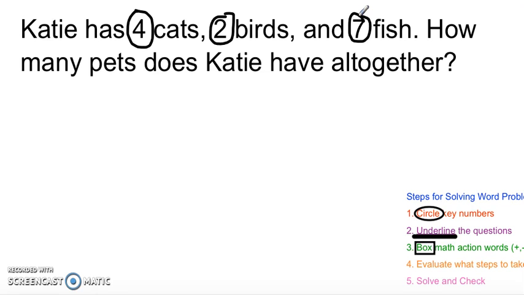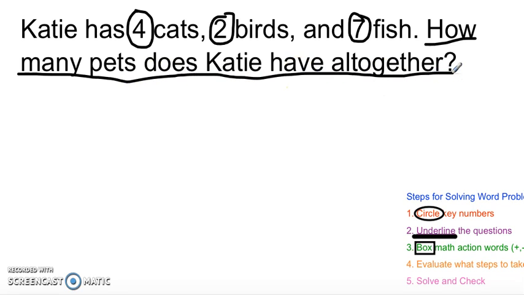Now I need to underline the question so I know exactly what I need to do to solve this problem. The question in this problem is how many pets does Katie have all together? So that's what I need to find out. Now I need to box my math action words. And this is my important math action word, all together. And that lets me know that I'm going to be adding. When I see all together or in all, I know that I'm going to be adding.